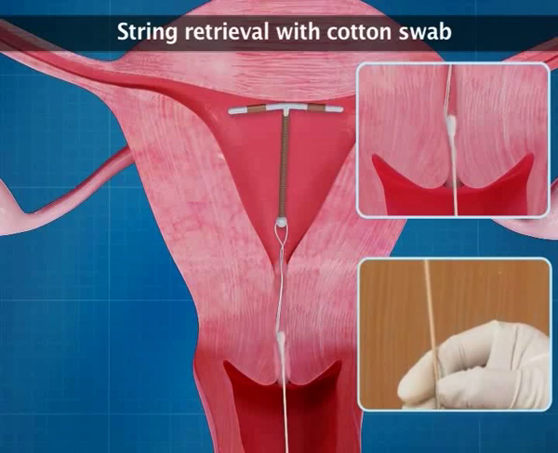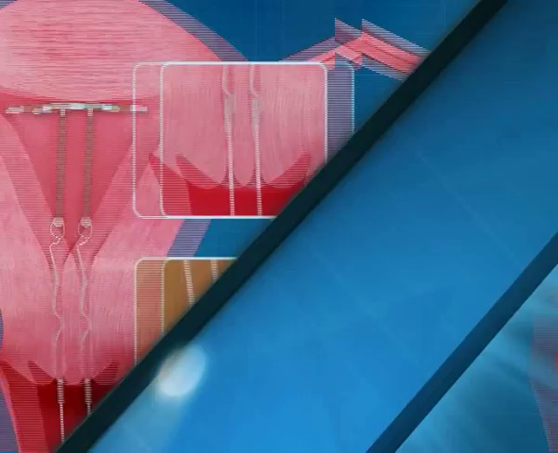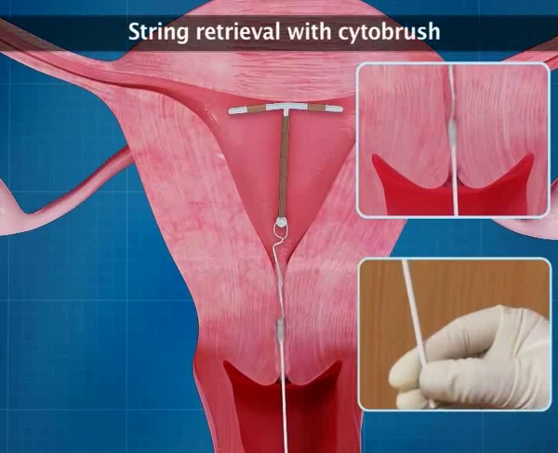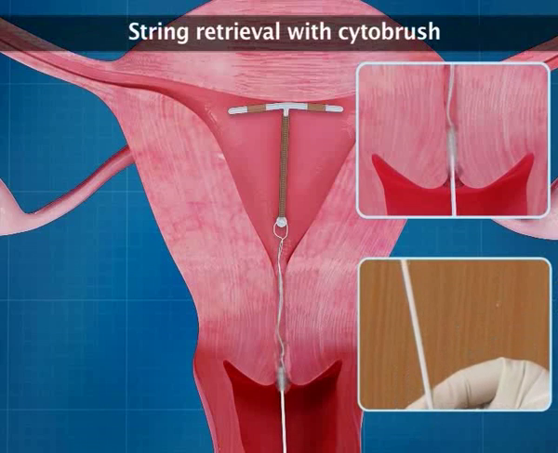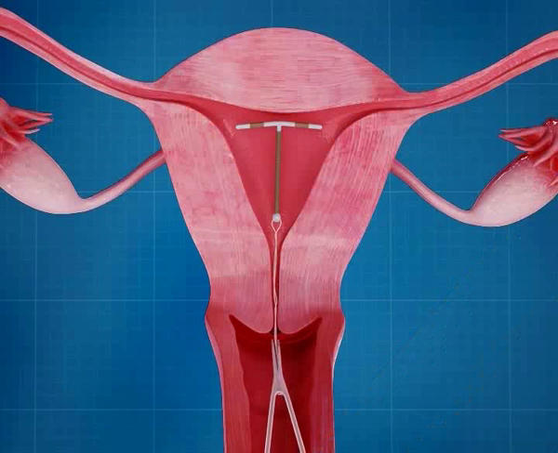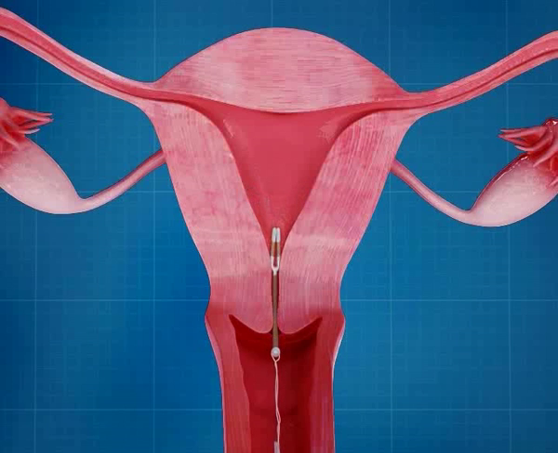If the strings are located and drawn out, and it seems that the IUD is properly placed, and if the woman wants to keep the IUD, leave it in place. If the strings are located and drawn out, and the woman does not want to keep the IUD, remove the IUD.